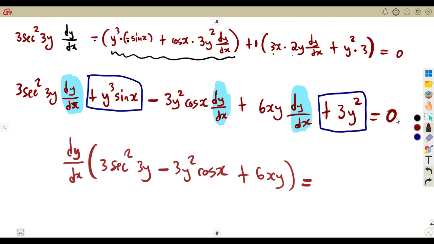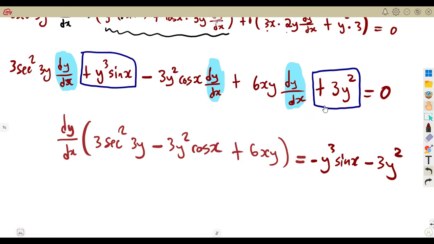You take them to the other side. Remember, there's a 0 there. So if you take this to the other side, it will be a negative there. Negative y cubed sine of x. You take the 3y squared to the other side, it becomes what? A negative 3y squared. That is what we have.